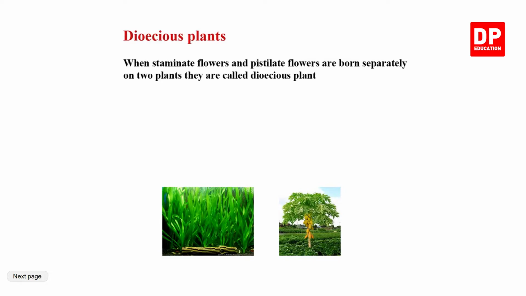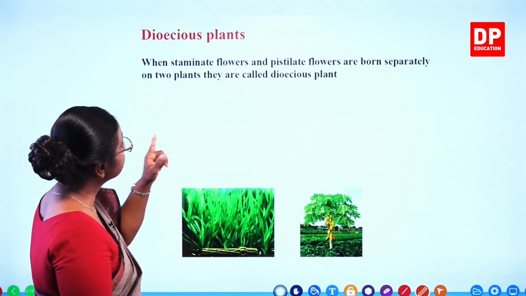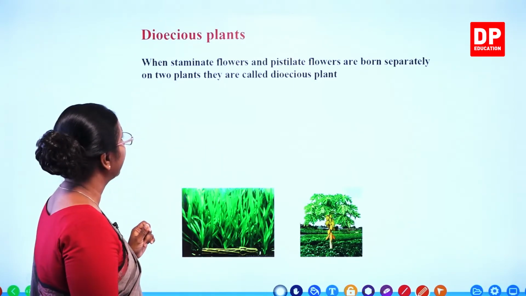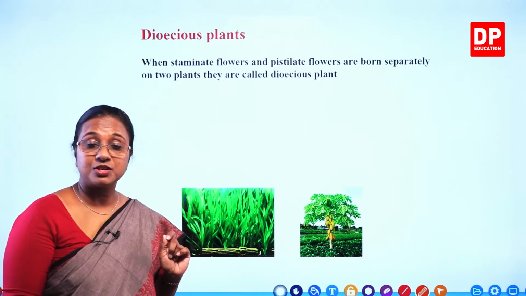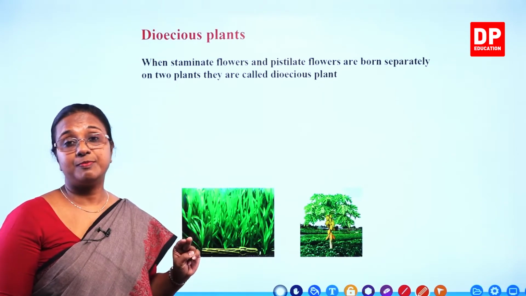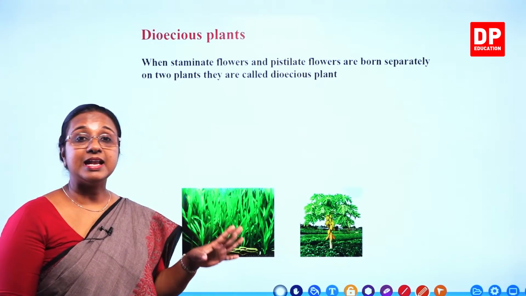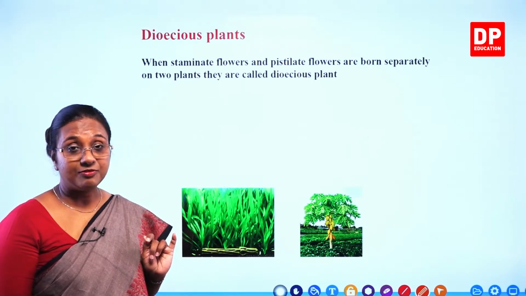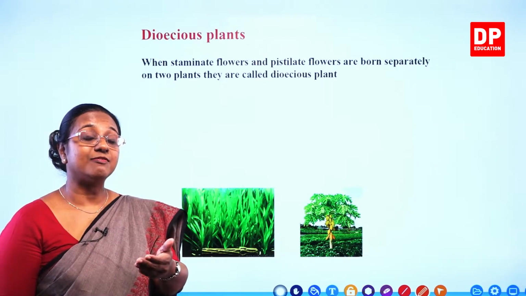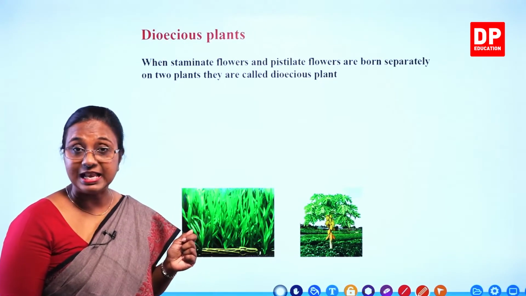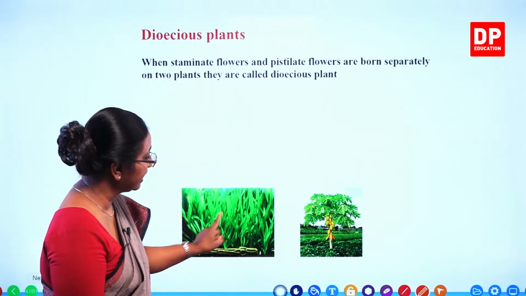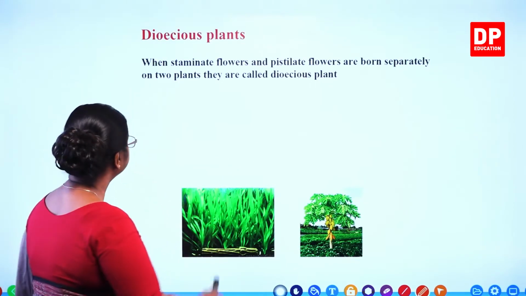Dioecious plants. When staminate flowers and pistillate flowers are borne separately on two plants, they are called dioecious plants. So you will have two types of plants. One type of plant that has the female flowers or the pistillate flowers, and the other plant will have the staminate flowers or the male flowers. So examples you can see here: Vallisneria and pepper.